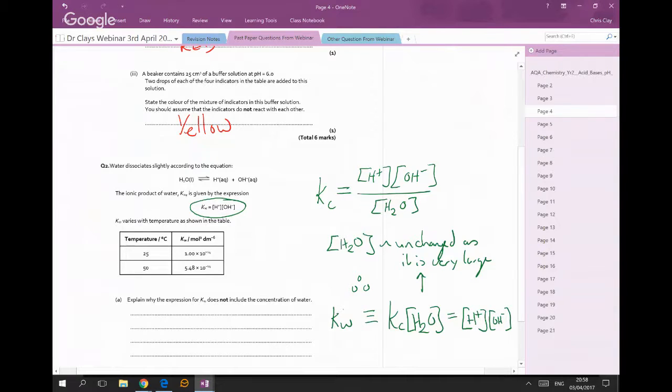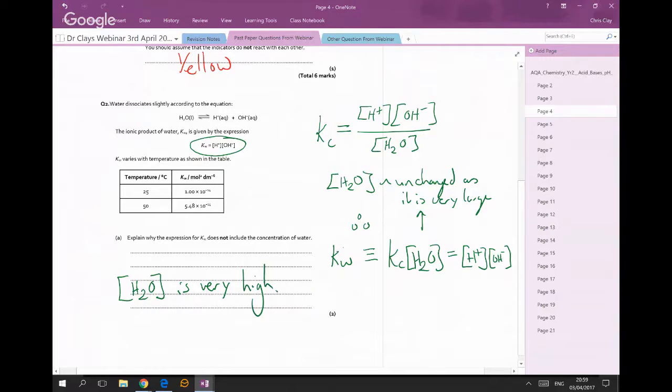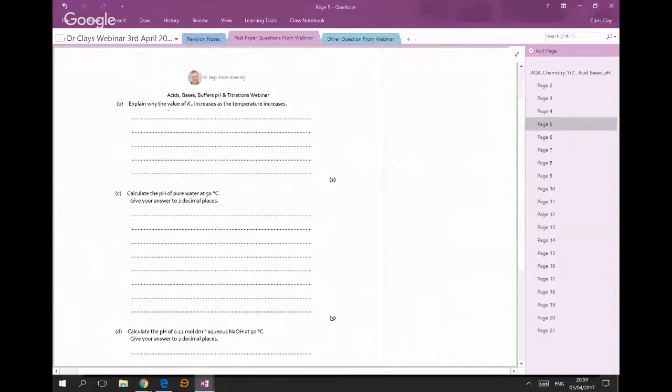So the first question here, explain why the expression for KC does not include the concentration of water. We can simply indicate, it's only a one mark, that the concentration of H2O is very high. Okay, do just drop a question in if you pick one up. Okay, explain why the value of KW increases as the temperature increases.